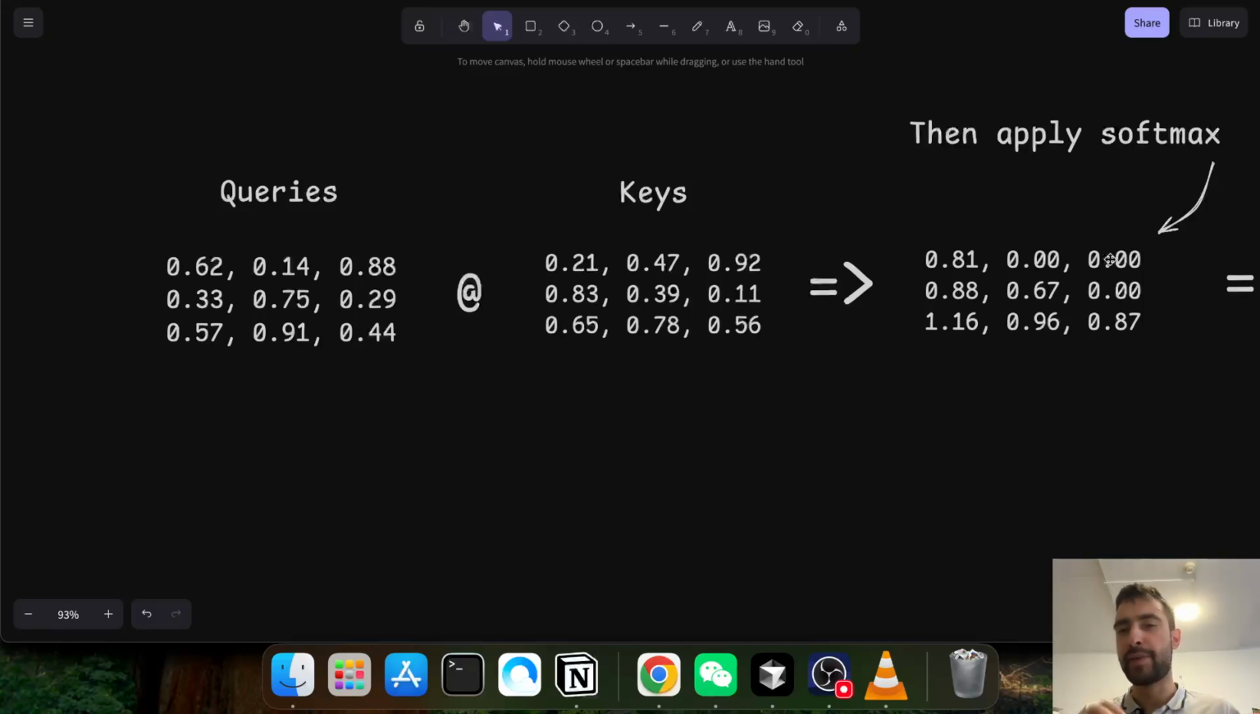You can take pen and paper again and try to multiply, see how all of this makes sense, try to do it yourself. So we have the query for the first word and the key for the third word, but we don't want to allow that interaction. We don't want the first word to look at the third word because it comes after it. So we just set it to 0. Here we also don't want the second word to look at the third word at all because it comes after it. We only want to look at the previous words.